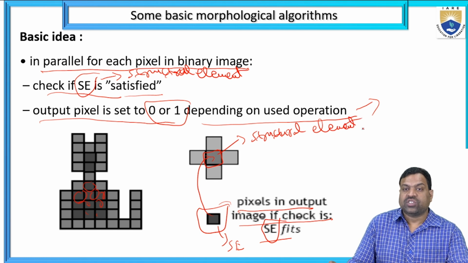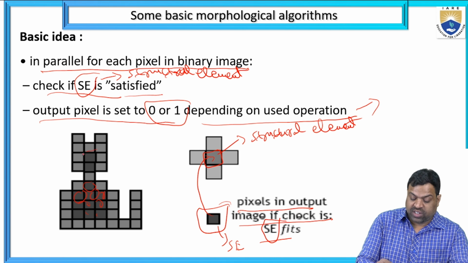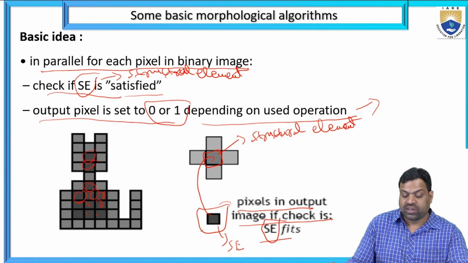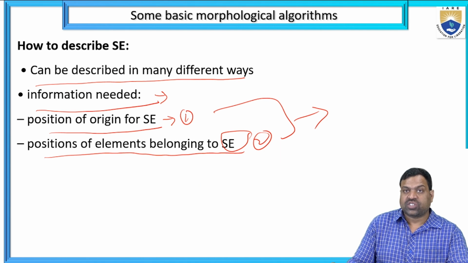That means it is a structural element. So what are these things? We are the structural elements. That is A intersection B. And how to describe the structural element? It can be described in many different ways.